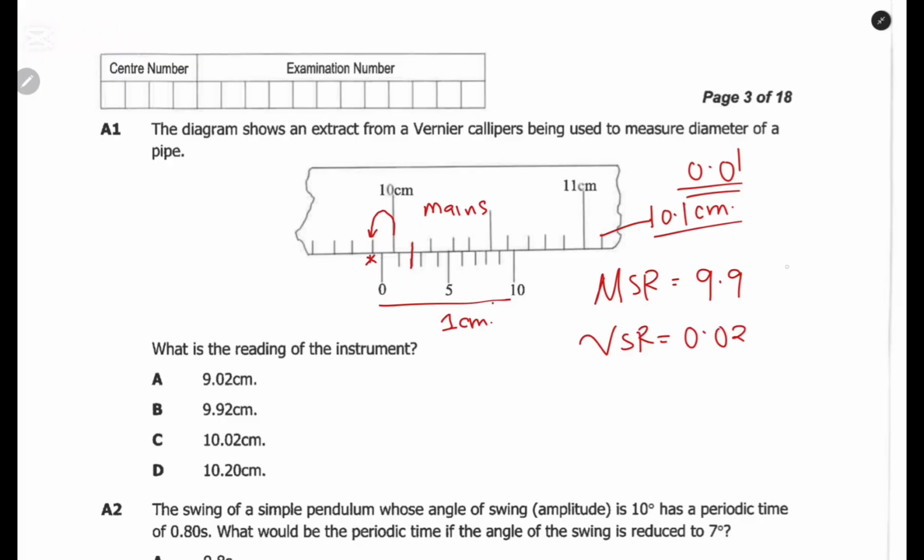Then you add 9.9 plus 0.02. You are going to have 9.92, and therefore the answer is B. I guess here you've gotten something. Of course there are more recordings. I think there is a recording on just how to get the readings on the vernier calipers. You might want to go through that too. Otherwise, that is how you find the reading.